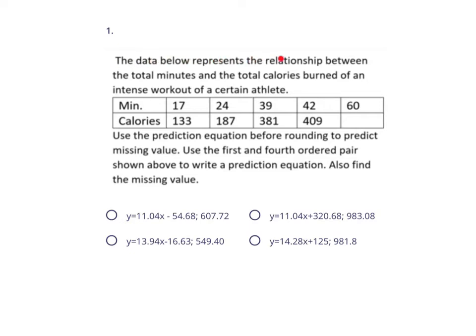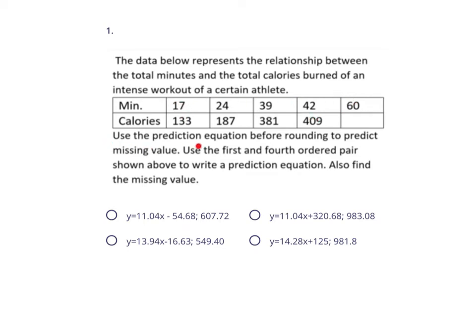The data below represents the relationship between the total minutes and the total calories burned of an intense workout of a certain athlete. So you have the minutes up here and the calories down here. This is the independent variable and this is the dependent variable, right? It depends on how long you work out. That'll tell you how many calories you're actually burning. The longer you work out, the more calories you burn.